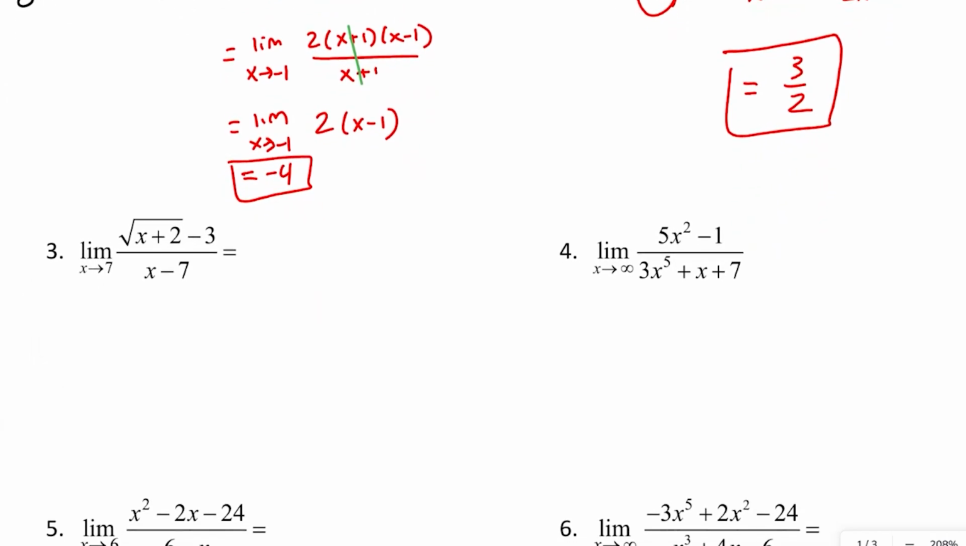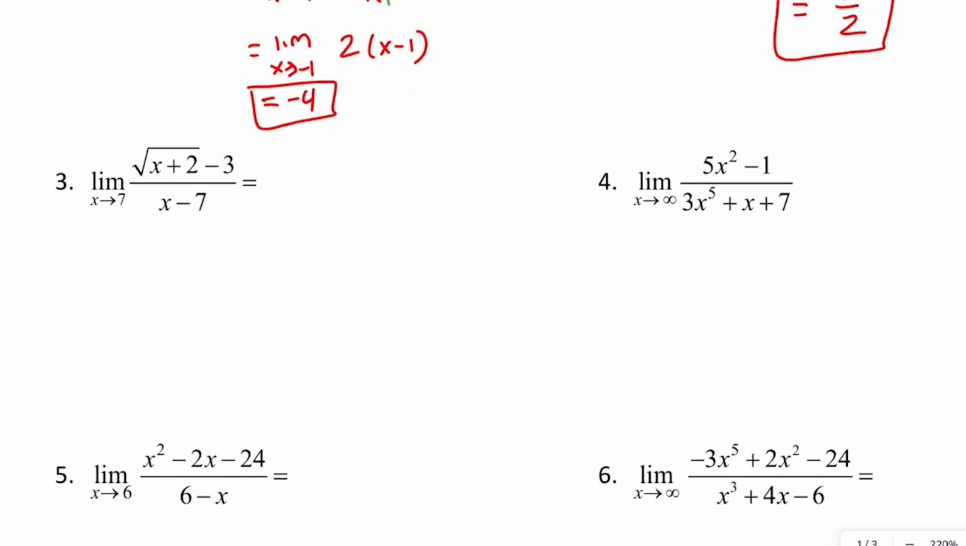Number 3. Here we're trying to send x to 7, but if we try to plug in 7, that's going to make the denominator 0. And if I plug in 7 in the numerator, 7 plus 2 is 9, square root of 9 is 3, 3 minus 3 is 0. So we get the 0 over 0 situation again. So we have a hole that we need to fill. We want to find a factor that we can cancel out.